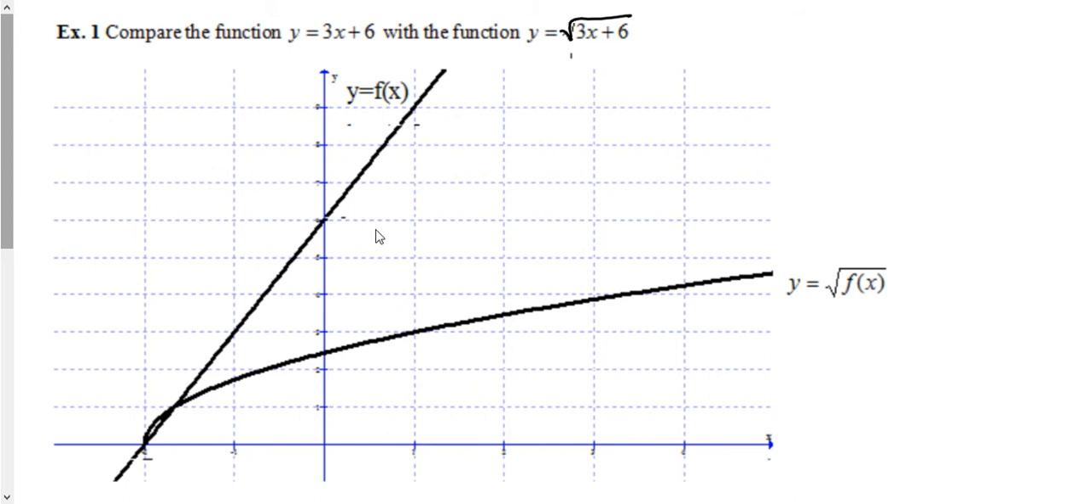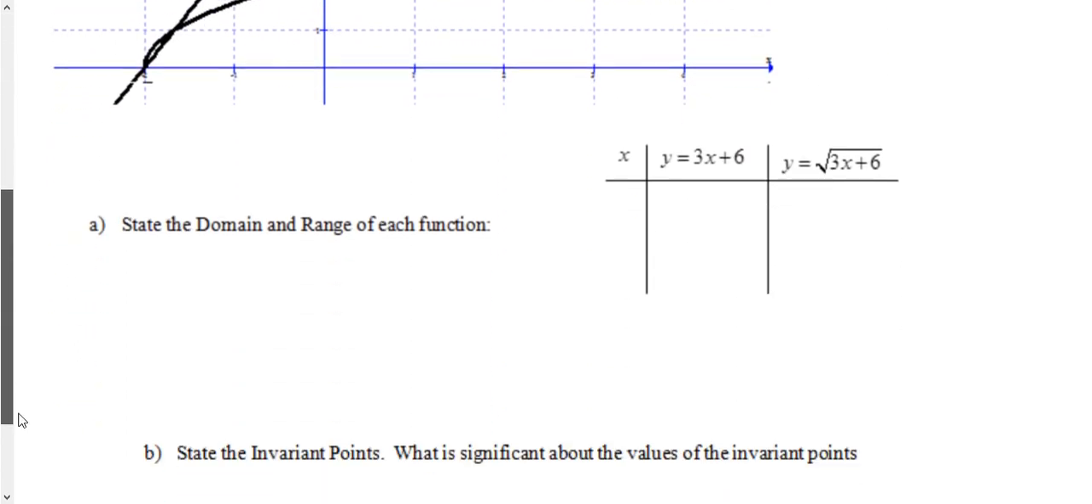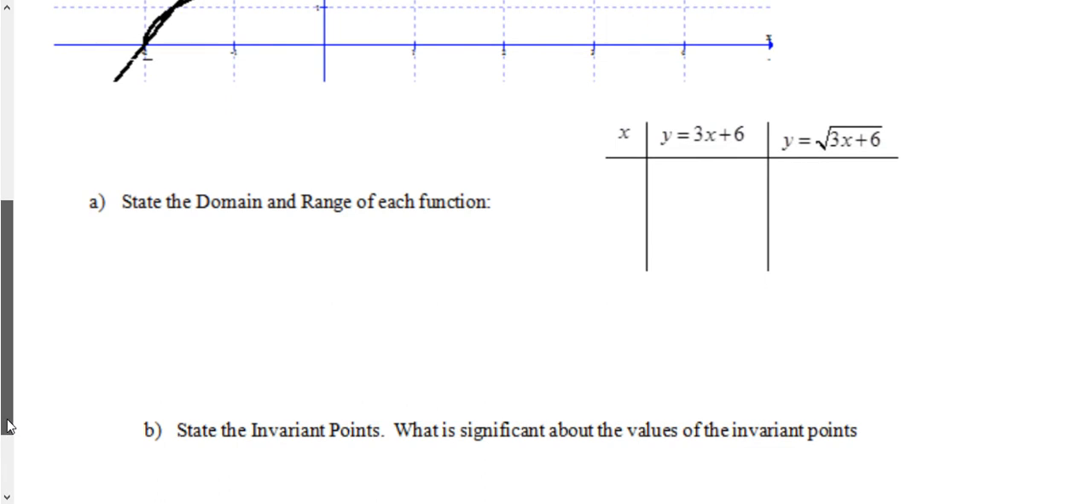And so I'm going to compare these two functions. The first thing I always compare is, of course, the domain and range of each function. So for the domain, let's start off with our standard equation. So we've got y equals 3x plus 6. My domain here, because it's a straight line, I'm going to write this one in set notation: x such that x is an element of the reals, because we're going to negative infinity and positive infinity for our domain.